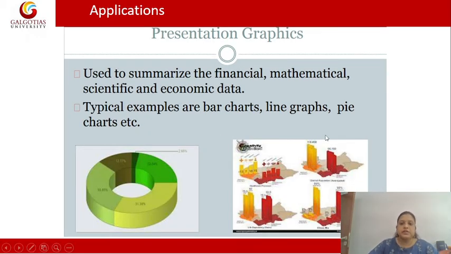Now presentation graphics. If we want to present our topic in a very effective manner, we use charts, pie charts, bar charts and all. It is used to summarize financial, mathematical, scientific and economic data. Typical examples are these types of charts.